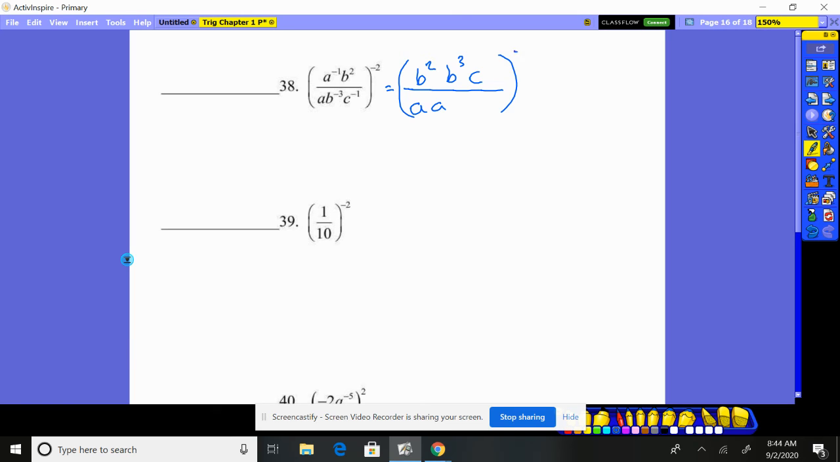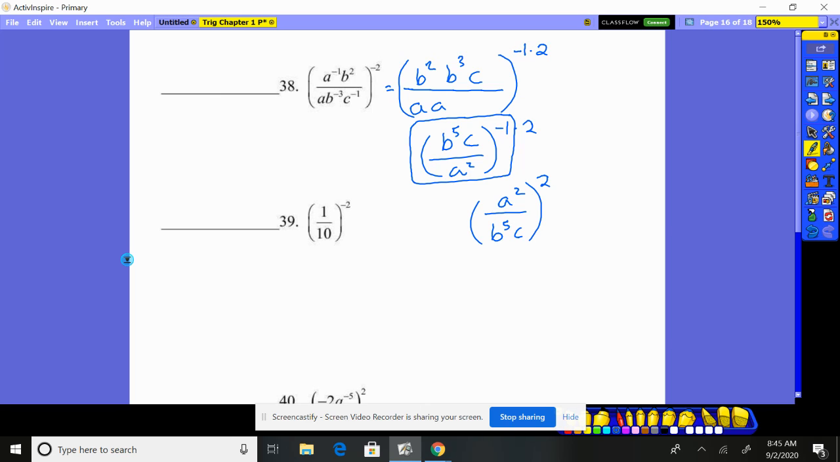And this is to a negative 2, which we will change to a negative 1 times 2. Remember that trick? Whenever we're raising an entire thing inside parentheses to a negative power, we'll always change it to a negative 1 times whatever number we have there. So this is going to become B to the 5th C over A squared to a negative 1 times 2. We're going to go ahead and now do the reciprocal of that. Well, that just means A squared goes up top, B to the 5th C goes to the bottom. And now we're going to square it. So we're going to have an A squared over B to the 5th C times an A squared over B to the 5th C.